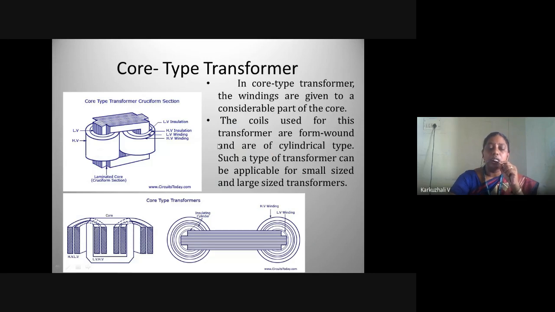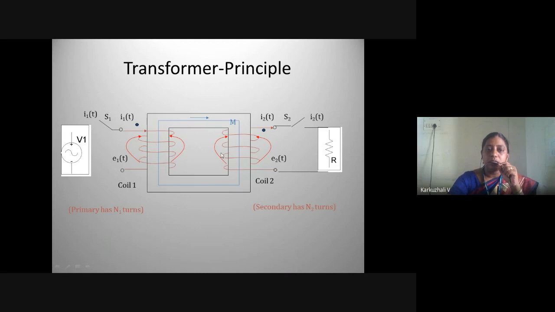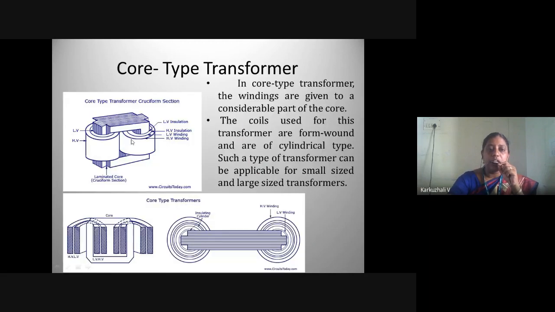The basic types of transformer are the core type and the shell type transformer. In a core type transformer, the laminated core has two arms, that is, the two sides. This is arm one and this is arm two. You can see the windings wound on arm one and arm two with the core at the center.